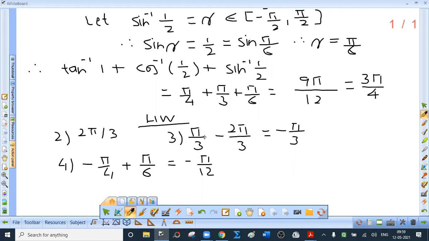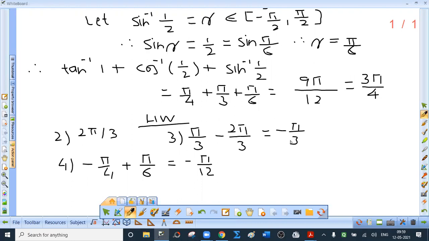And secondly, sec inverse minus 2 is basically cos inverse minus half. What is cos inverse minus half? It is 2 pi upon 3, but we are asked to find the difference between them. See, I haven't written sec inverse minus 2 as minus 2 pi by 3. It is 2 pi by 3 only. The only thing is where to find the difference. So this is the answer.